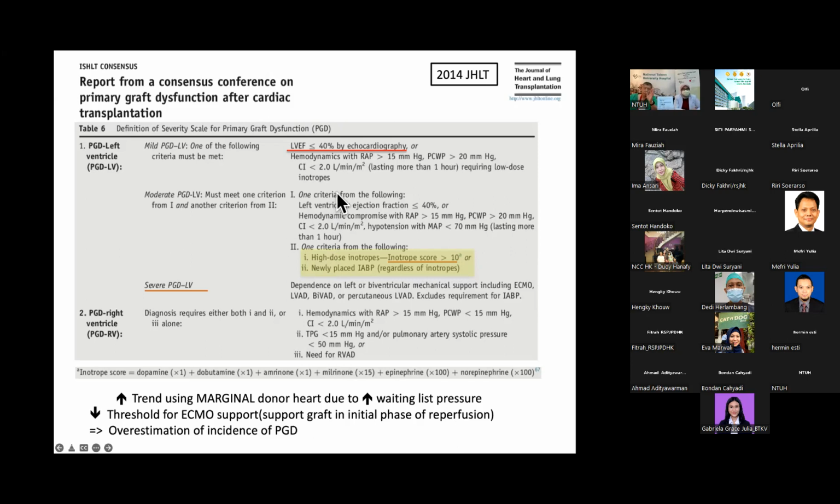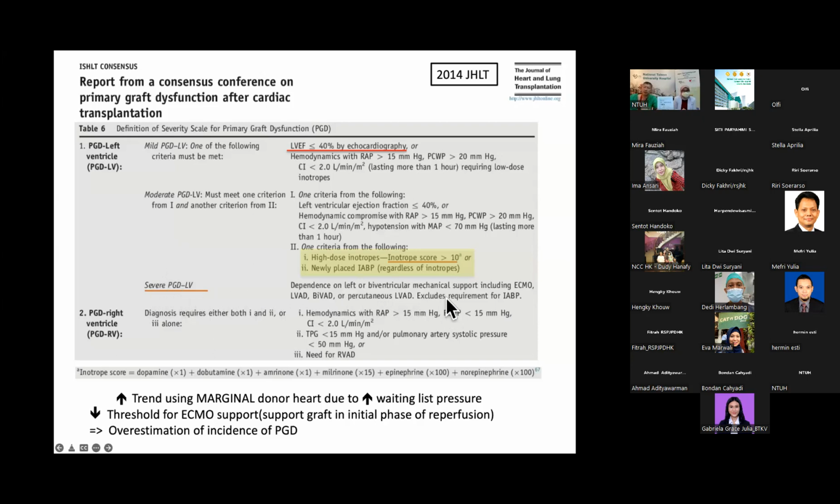Another issue is, do you put a Swan-Ganz pulmonary catheter in any case of heart transplantation? Yes, if possible, we'll put in the Swan-Ganz, the pulmonary catheter. But sometimes the patient is very critical, and we don't have time to put the pulmonary catheter in. We just do the operation or transplantation only under the central venous line.